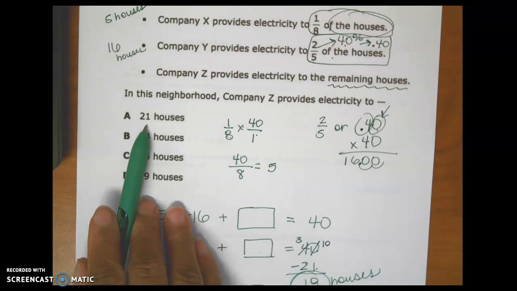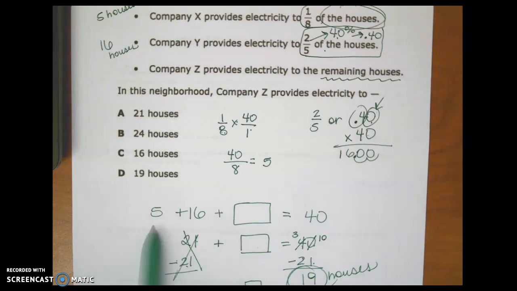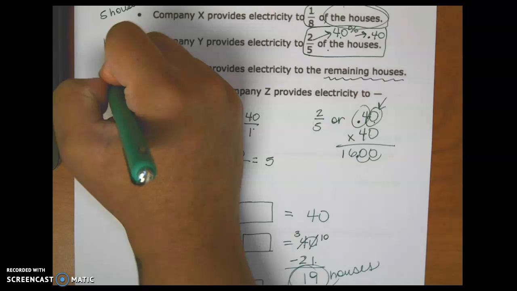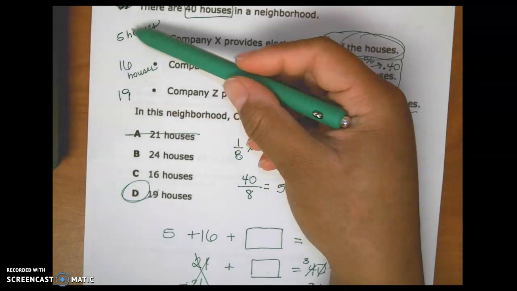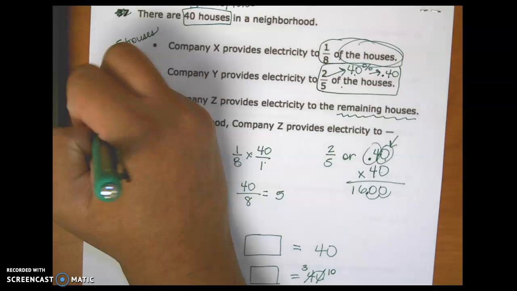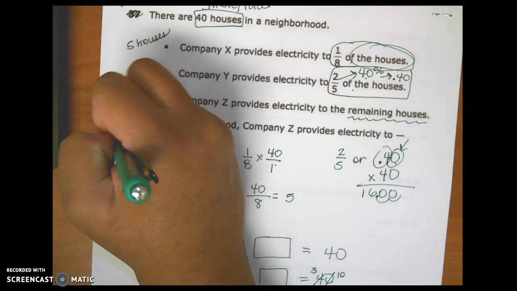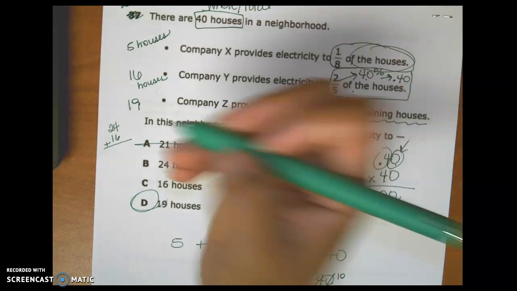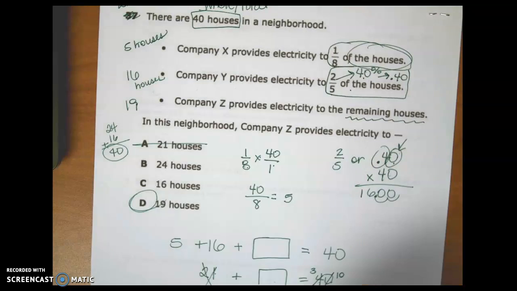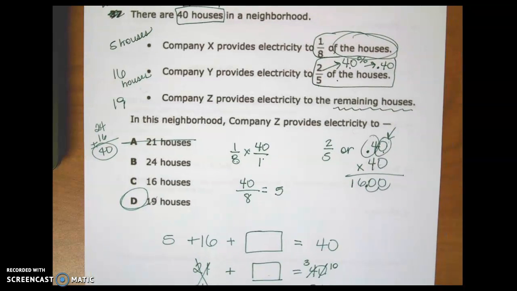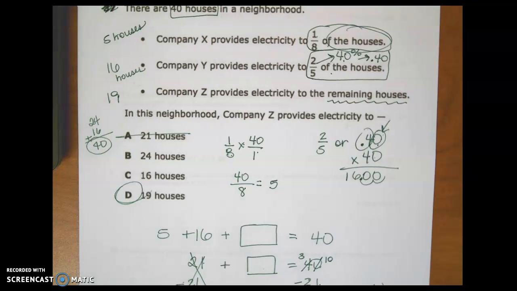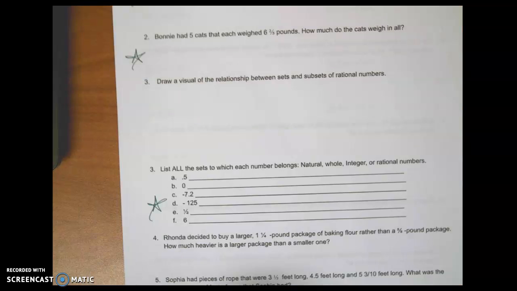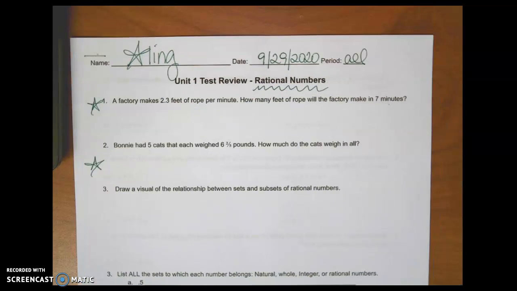Ooh, look, they tried to trick me. They put 21 houses there because that's what 5 plus 16 is. But that is not my answer. I want 19. So then to check, I could say 19 plus 5 is 24. Plus 16 should give me what? 40. Yes, ma'am. And it does. Okay, so that's a question that you're going to see on the test, well, not that exact question, but it's similar, on Thursday and Wednesday.